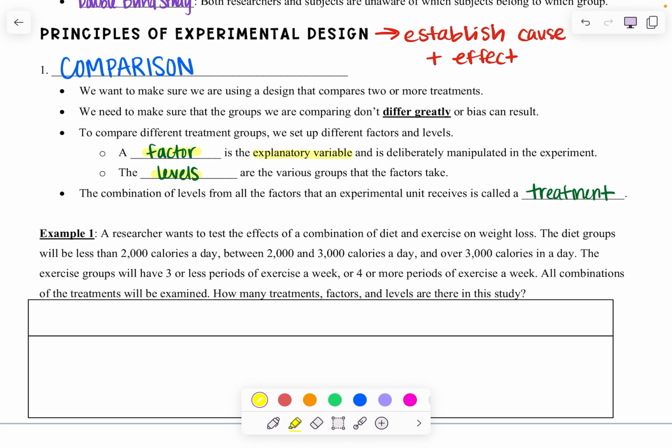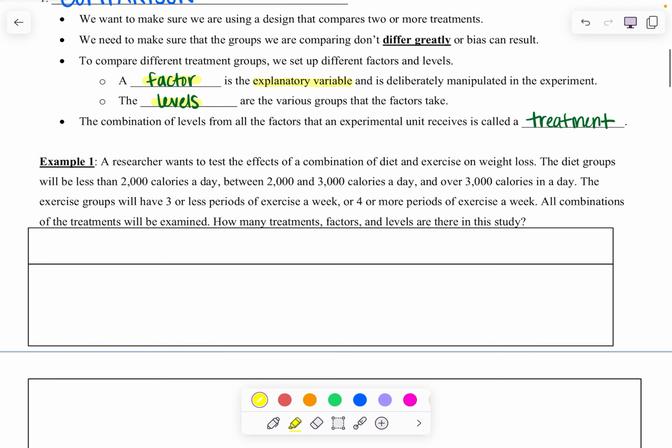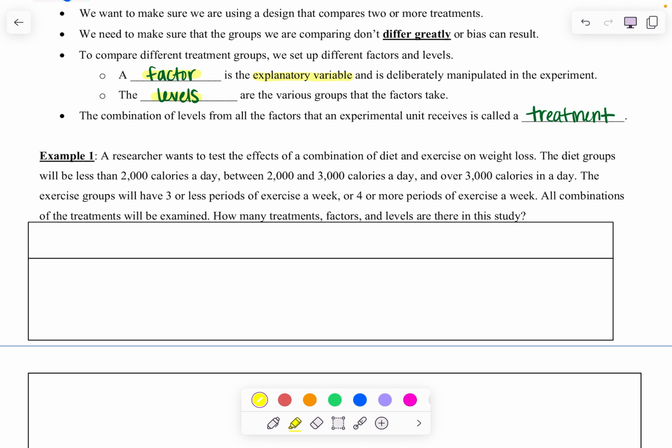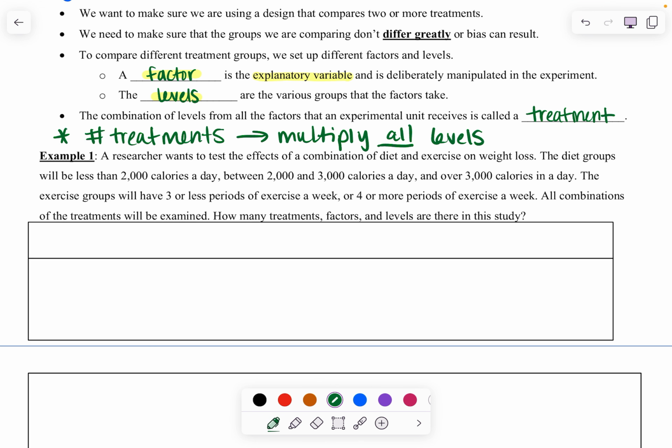So if one of my factors is water, my levels can be water daily, water weekly, water every 2 weeks. So those levels are how we break down the factor that we're changing. All of the levels together become treatments. One question that often gets asked: if you want to know the total number of treatments you should have, all you need to do is multiply all levels. So we're going to do that in our first example.